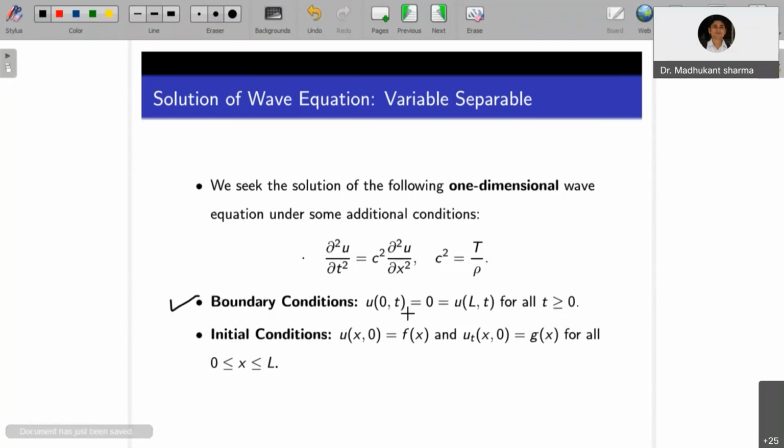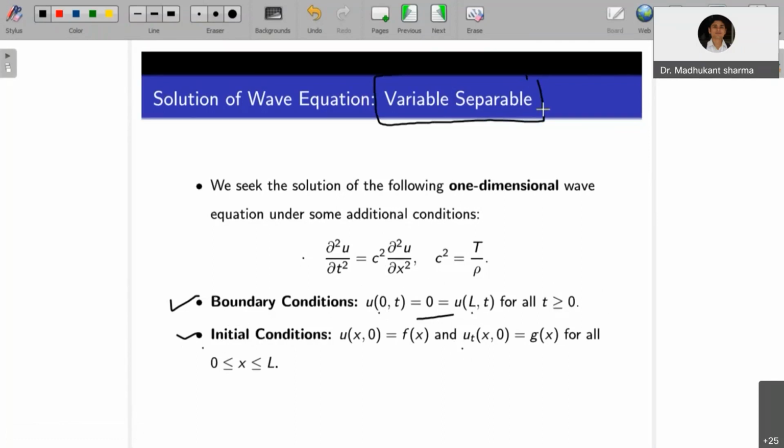The boundary conditions are that at x equals 0 and at x equals L, there is no vibration at any time. The initial conditions are already explained to you. So this is an initial boundary value problem. We are going to use the variable separable method, which is also known as the Fourier series solution.